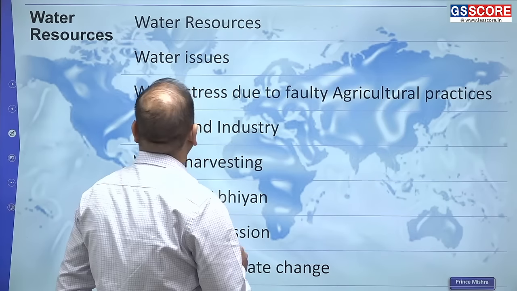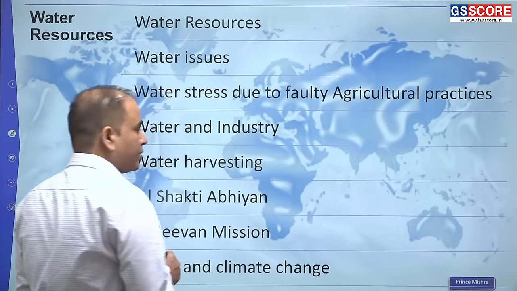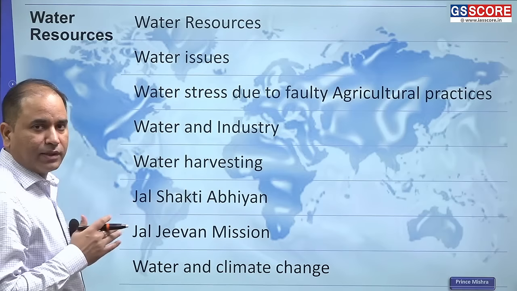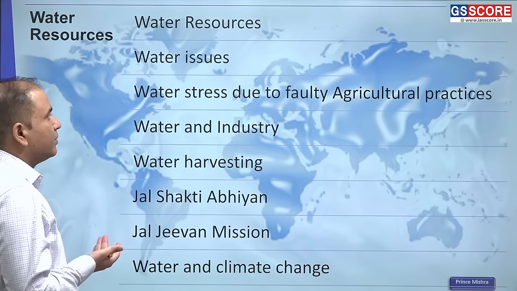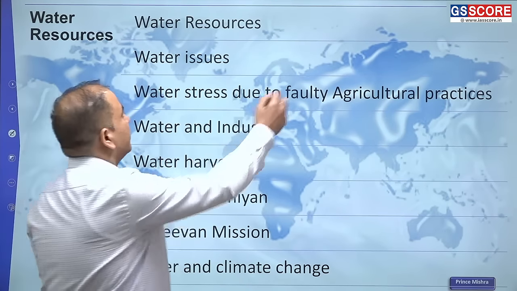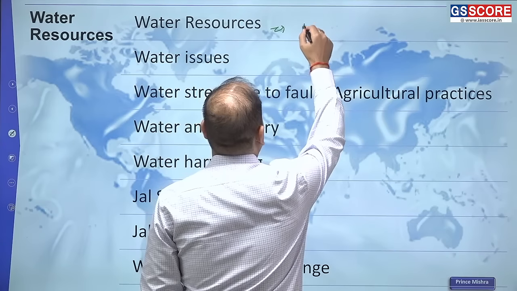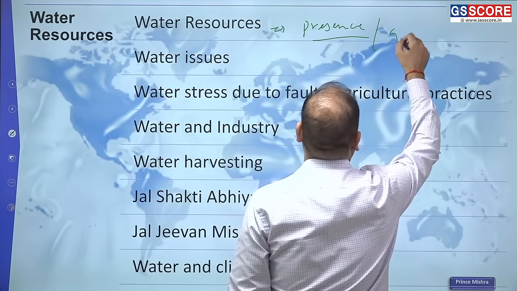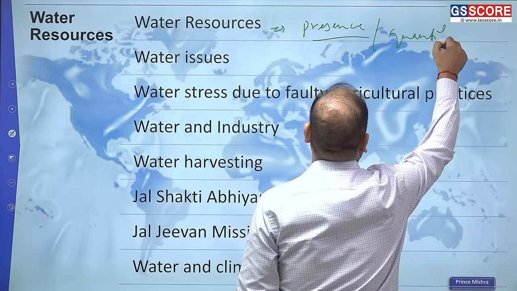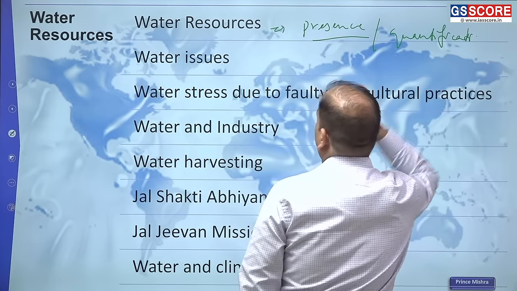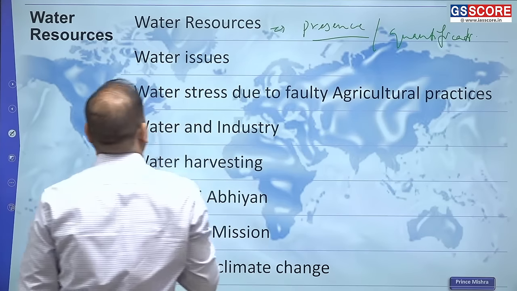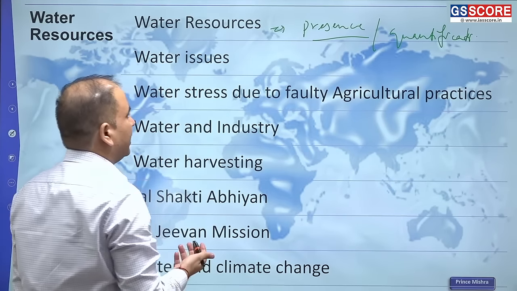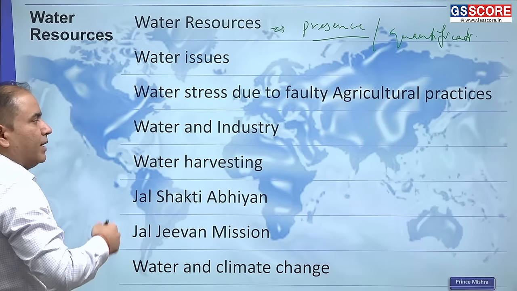Next we have water resources. Water resources happen to be one of the very important resources, and in water resources, first you need to know its presence and quantification. What proportion of fresh water do we have, what proportion of saline water do we have, and in which area will you have the fresh water? So, water distribution.